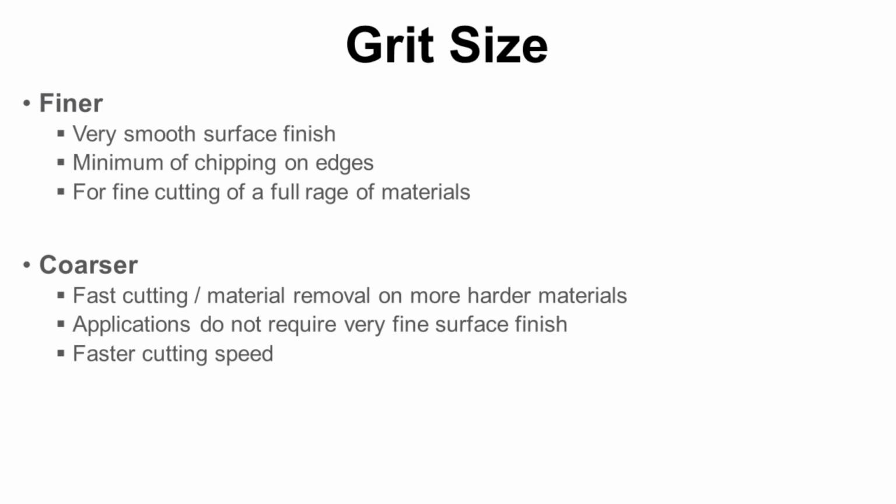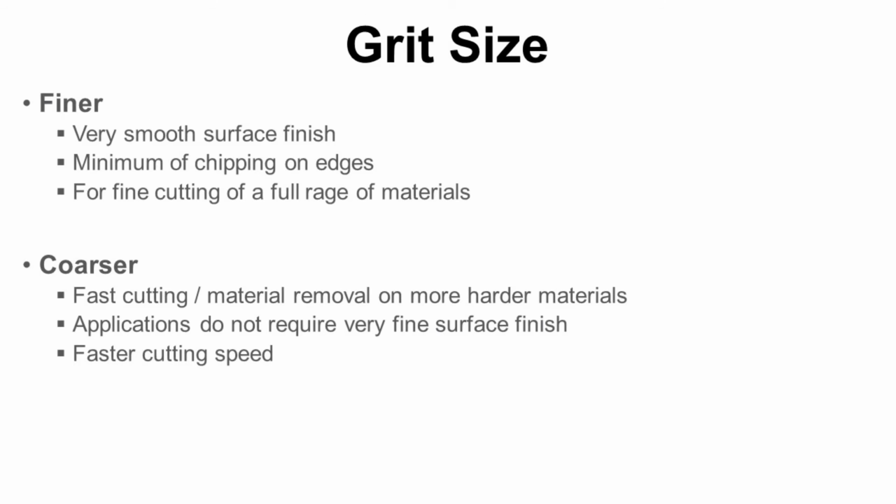For grit size, finer grit such as 20 micrometers are much smaller in size than coarser grit. It makes a very smooth surface finish with minimum chipping on edges. These finer grit are usually used for lithium niobate, gallium arsenide, and optical materials.